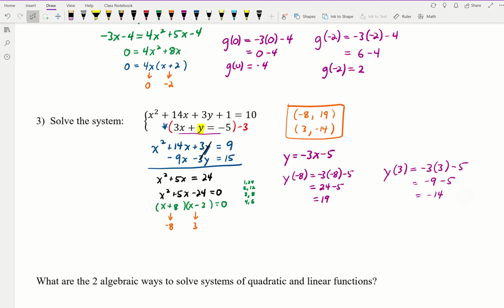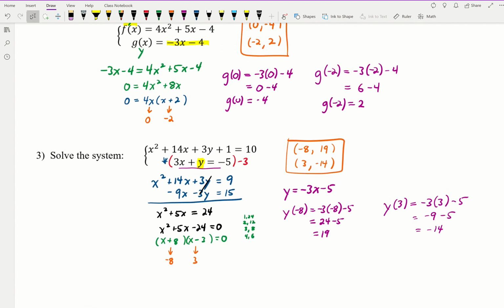So, just kind of showing you that the elimination method can work, but it's really not always the best method for these types of systems. Okay? It has its place, but I would try to substitute first in these cases.